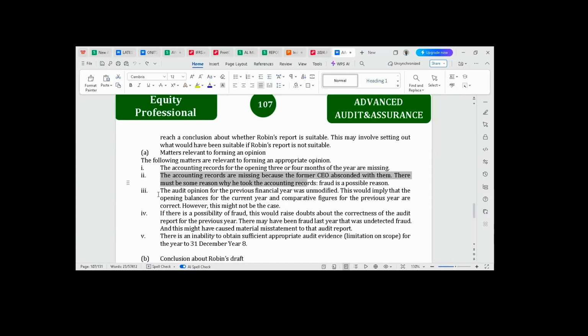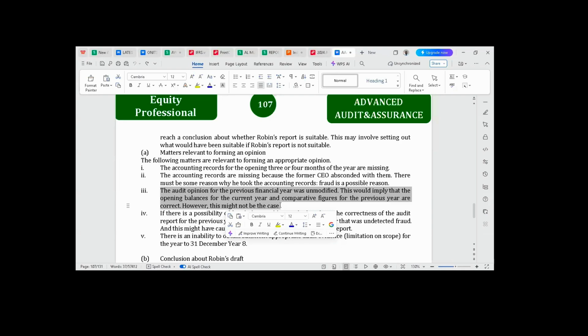Fraud. 3, the audit opinion for the previous financial year was unmodified. This will imply that the opening balances for the current year and the corrected figures for the previous year are correct. However, this may not be the case. What we are saying here is this, because they said that the previous year, that was year 7, there was no auditor's modification in opinion. All right? So they assumed that the audit report was correct.